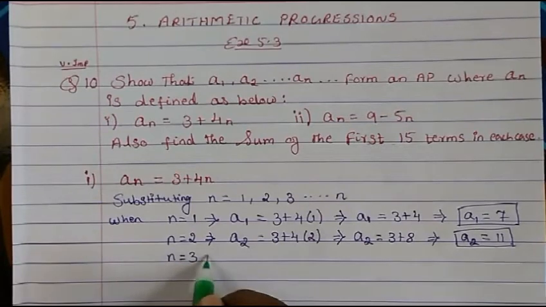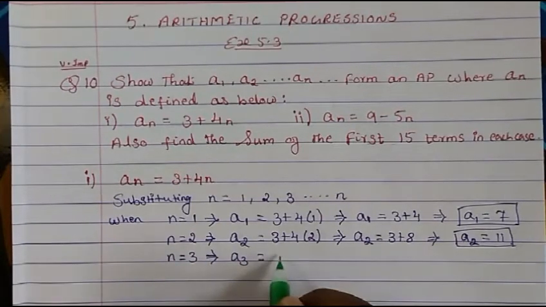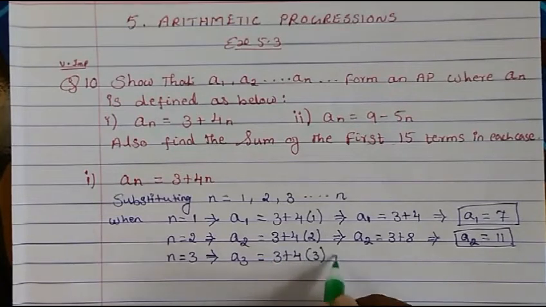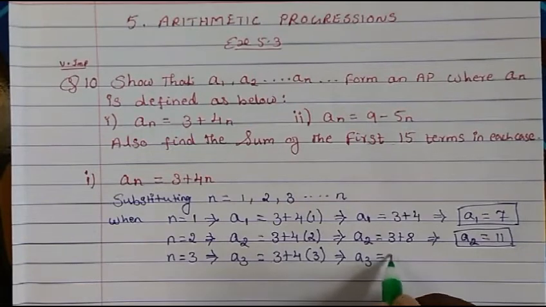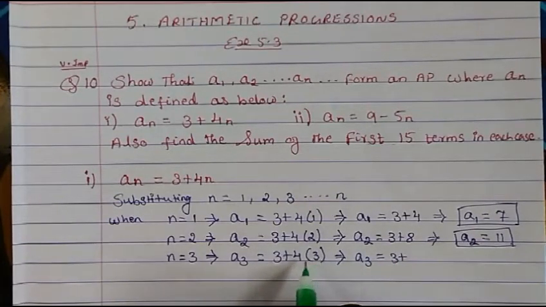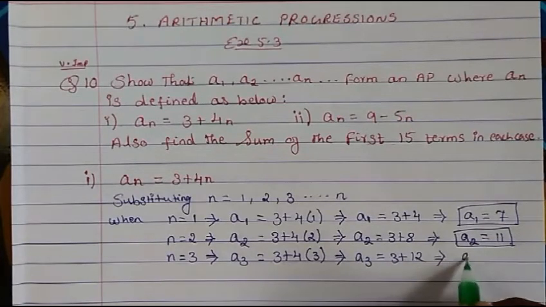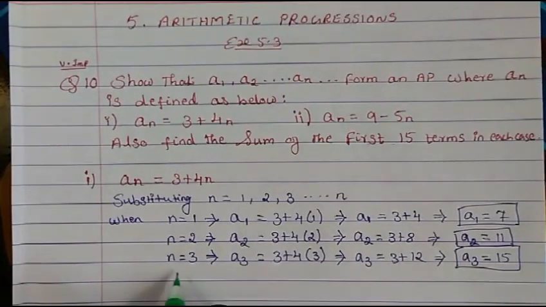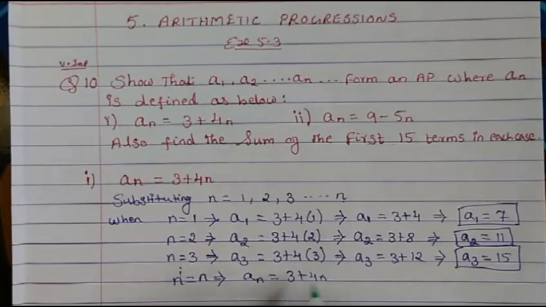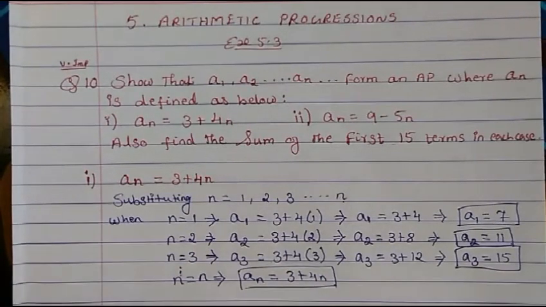Let's try one more. If we take n as 3, then a3 equal to 3 plus 4 into 3. That means a3 is 3 plus 4 threes are 12, which gives a3 equal to 15. Like that, if we take n as n, because we can go up to n, that will give us an equal to 3 plus 4n. So an is 3 plus 4n. Okay, so let's write down the sequence that we got.